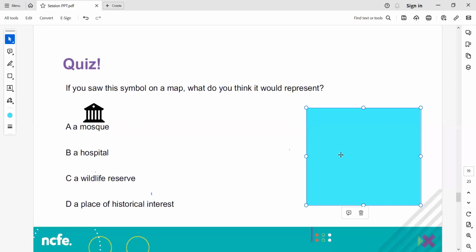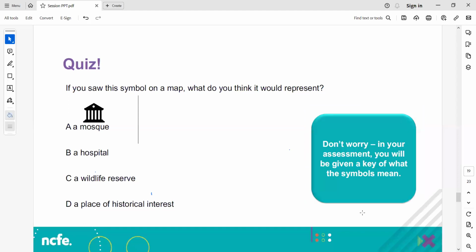So it could be a number of those. I think we'd all agree it's probably not going to represent a wildlife reserve, but the other ones it could be. So depending how you see this, it could be a mosque, a hospital, or a place of historical interest. It is actually a place on a map.